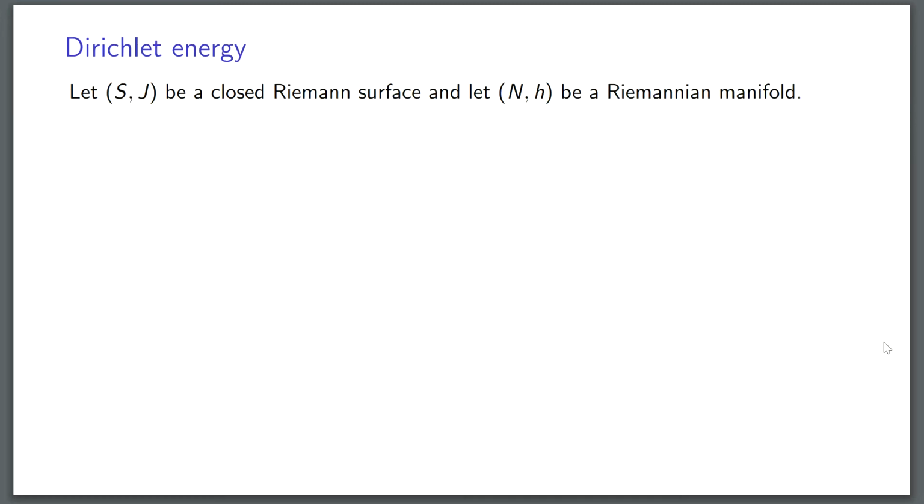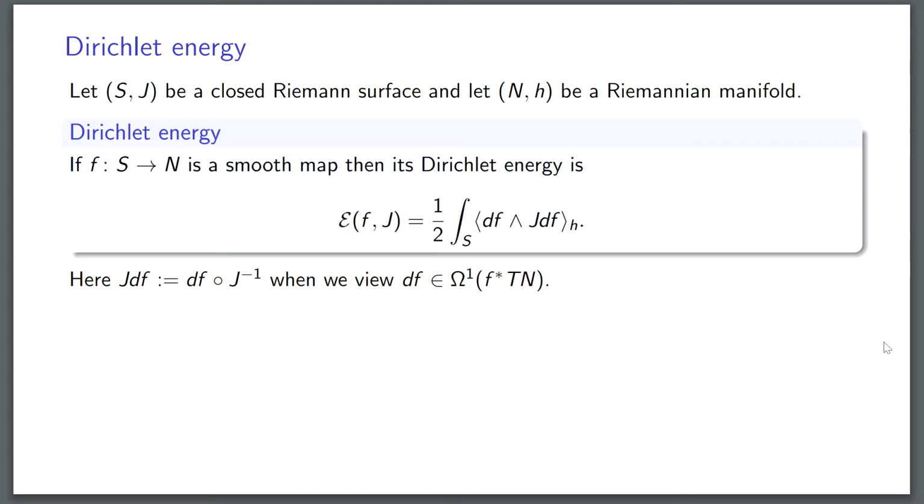Our second ingredient is the Dirichlet energy. For this we fix a complex structure on the surface, making it into a closed Riemann surface, and we let N be some Riemannian manifold. Then, if f is some smooth map from S to N, then its Dirichlet energy is defined by the following expression here. Let me explain a little bit what's going on here.